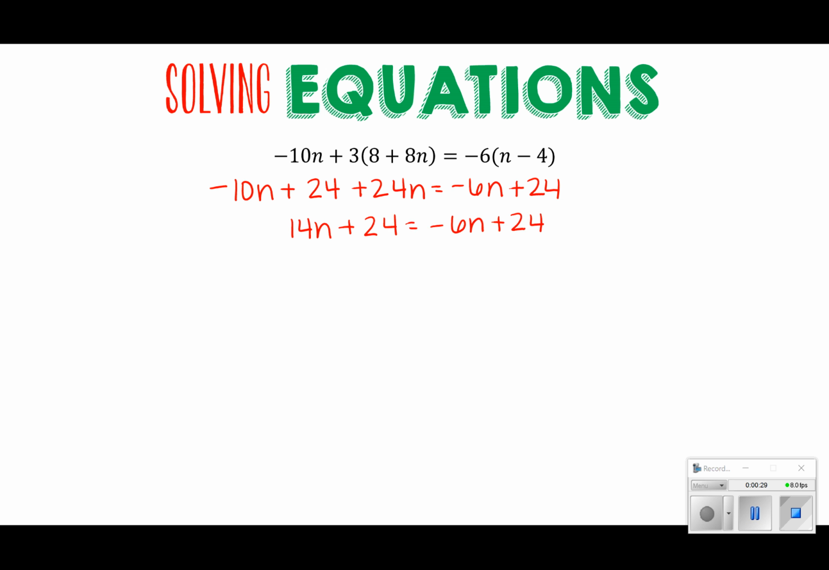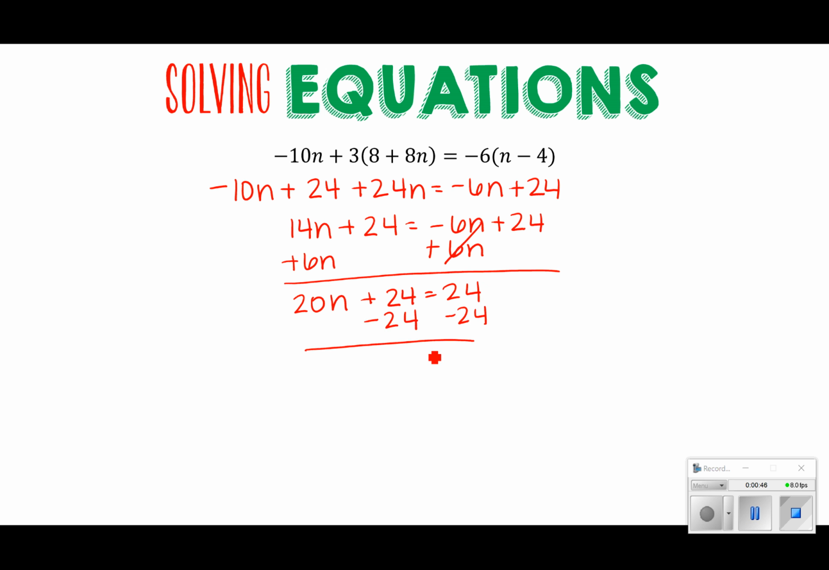Get your variables on the same side. I always move the smaller, so negative 6n, to the larger, which is the 14n. 14n plus 6n is 20n plus 24 equals 24. Subtract 24 from both sides. So you have 20n equals, well, 24 minus 24 is 0. That's okay. Divide by 20 on both sides. n equals 0.